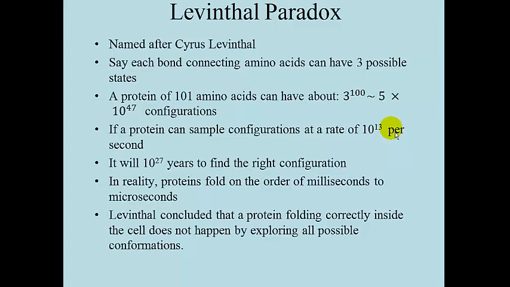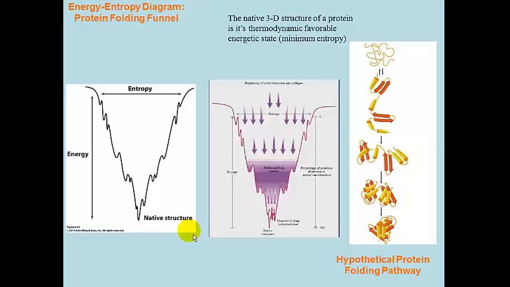So something is really happening here that circumvents the Levinthal paradox inside the cell. One of his conclusions was that the cell simply cannot explore all possible configurations before it settles on one stable state. So to answer this paradox, there are two explanations. One is that the cell has chaperones, which are proteins that help other misfolded proteins get to their right three-dimensional structure and shape.